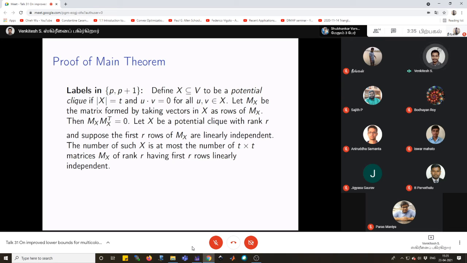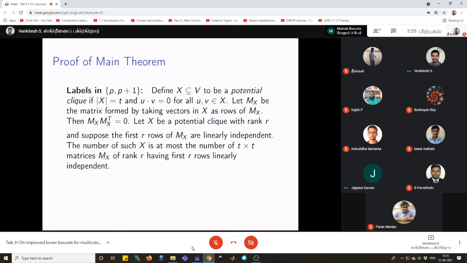Okay. Why does it help? It helps because now we get a better hold over the count of X. So the number of such potential cliques with rank R is now at most the number of T cross T matrices Mx of rank R having first R rows linearly independent. First of all, Mx will be a T cross T matrix.